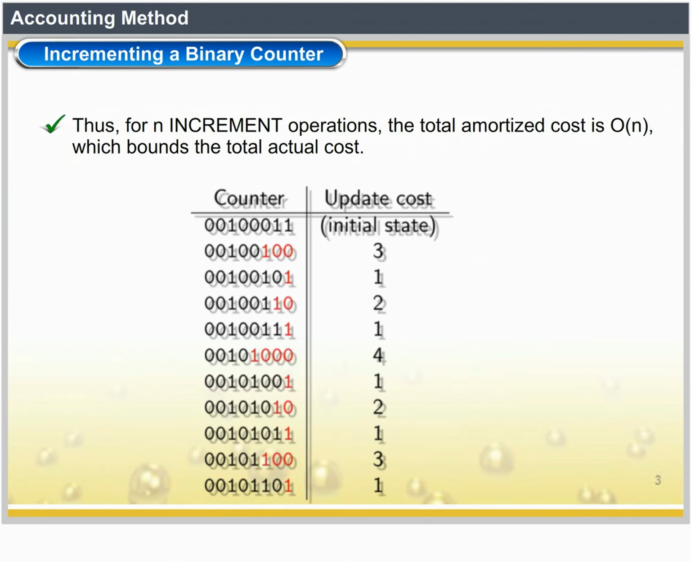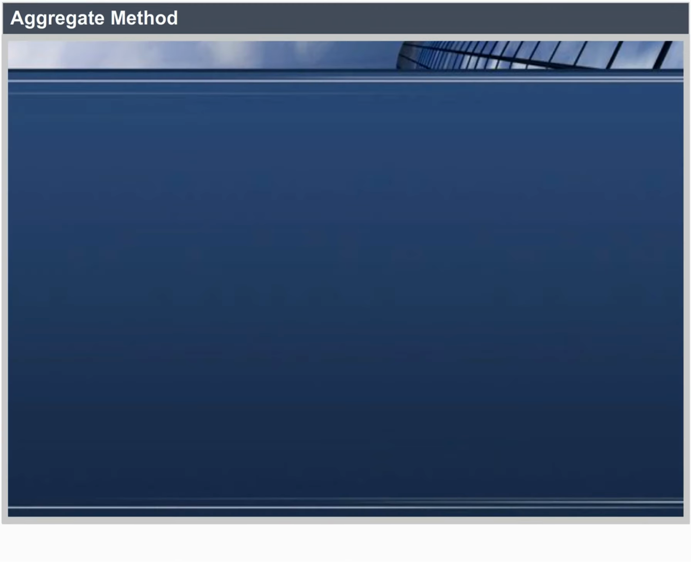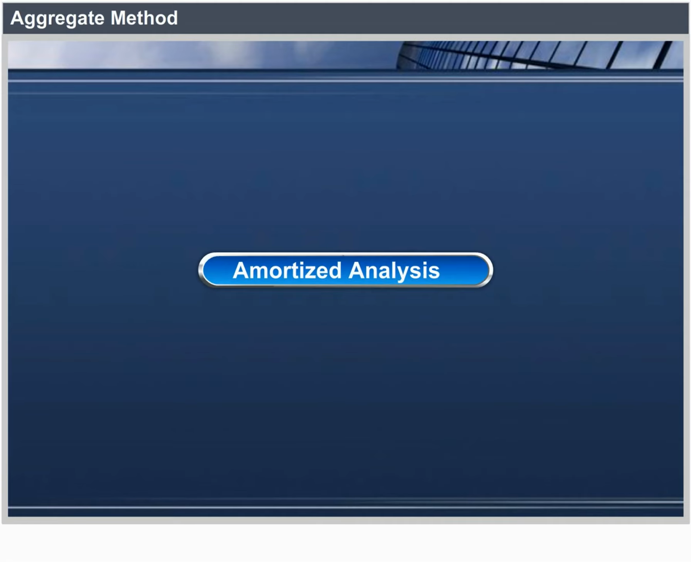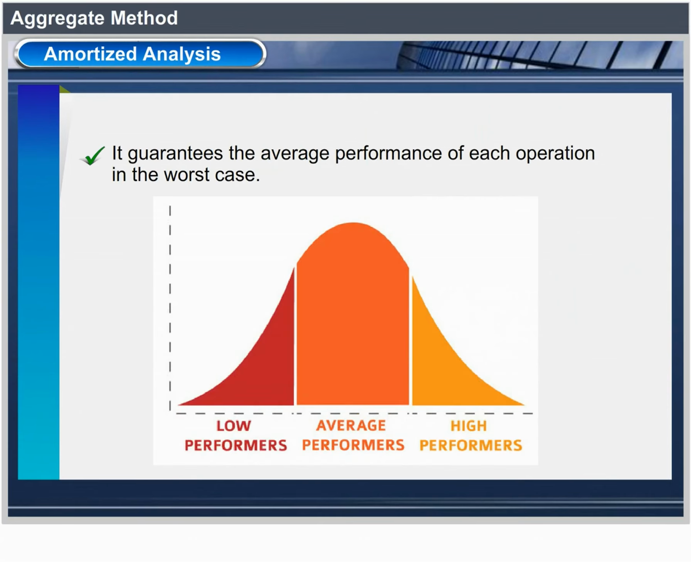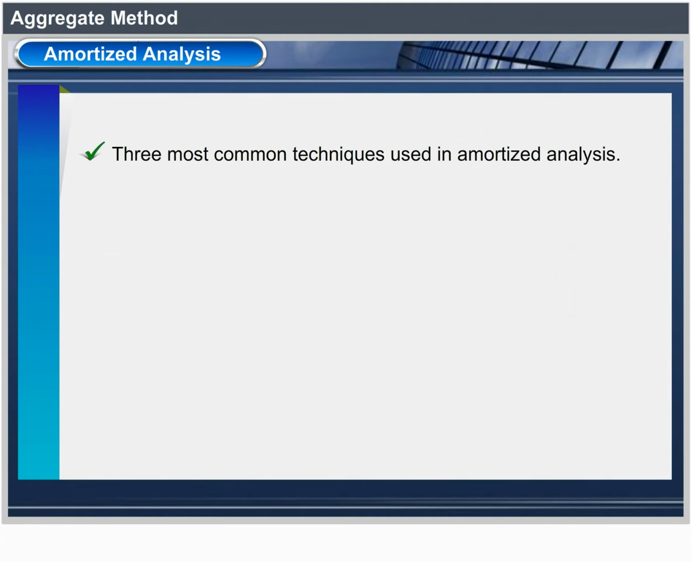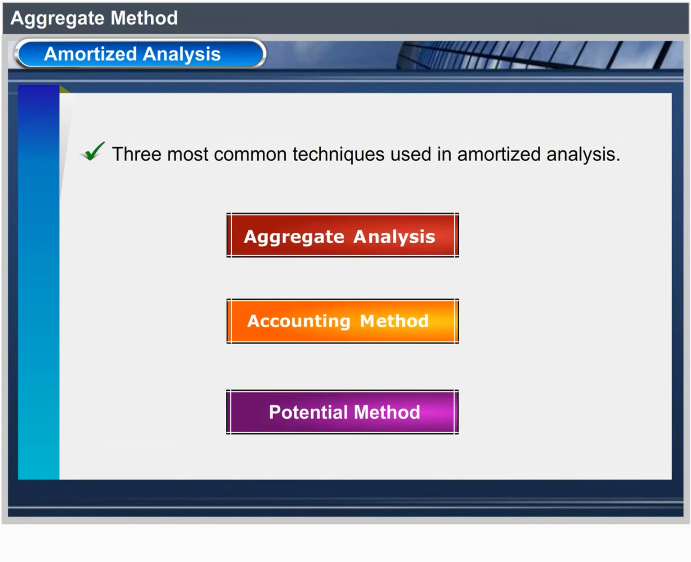Aggregate method. Amortized analysis. It guarantees the average performance of each operation in the worst case. Three most common techniques used in amortized analysis.